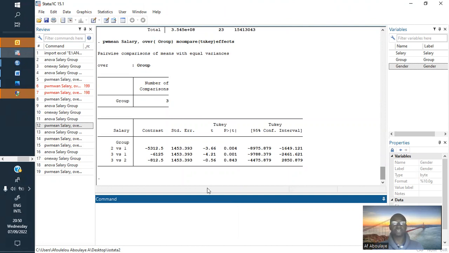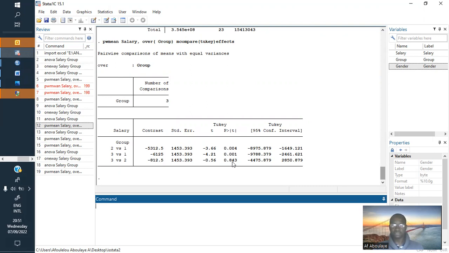First of all, what can I say? The group variable is composed of three groups: one, two, three. Now we just have to see the value of our p-value. As we can see, the first one and the second one are significant, meaning that they are less than 5%. The mean of group 2 is statistically different from the mean of group 1, and the mean of group 3 is statistically different from the one of group 1. But here we can see that the third one is not statistically different.